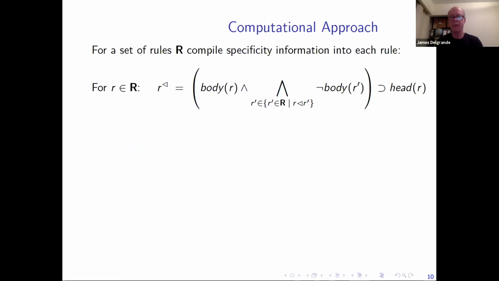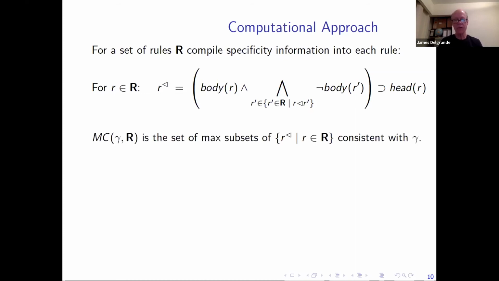Okay, computational approach. Second approach, we've got a set of rules and we transform them so that we have specificity compiled into the antecedent. So for each rule, R super triangle, the original rule expressed as a material counterpart. So here we've got a material conditional, and also in the body, we have the assertion that any rule that dominates it, its body is false. So we've got this transformation of rules.